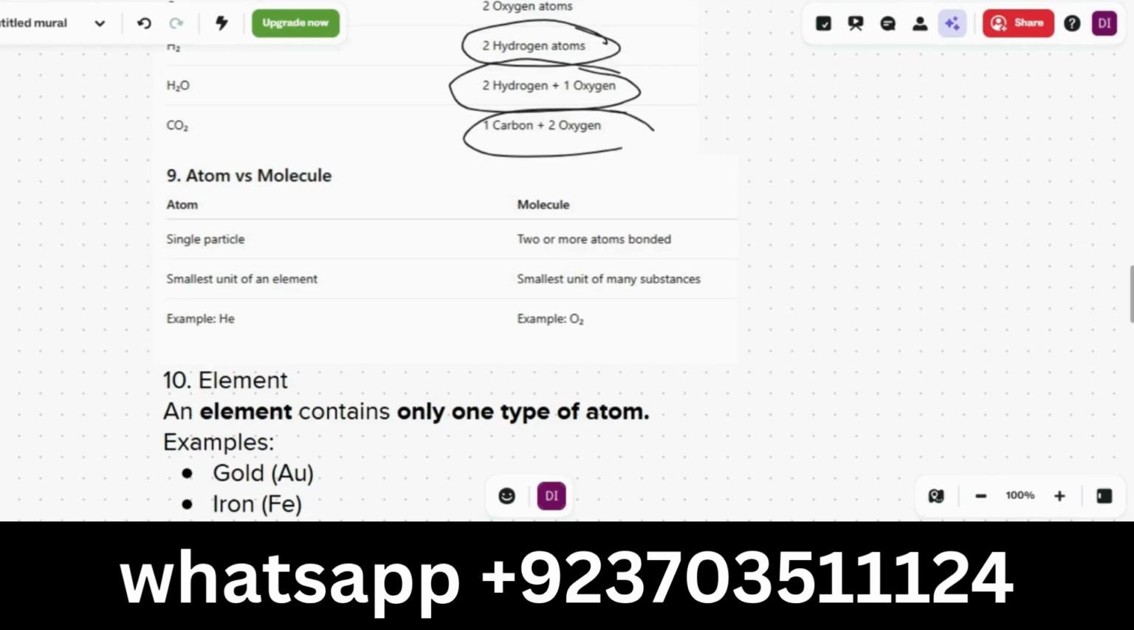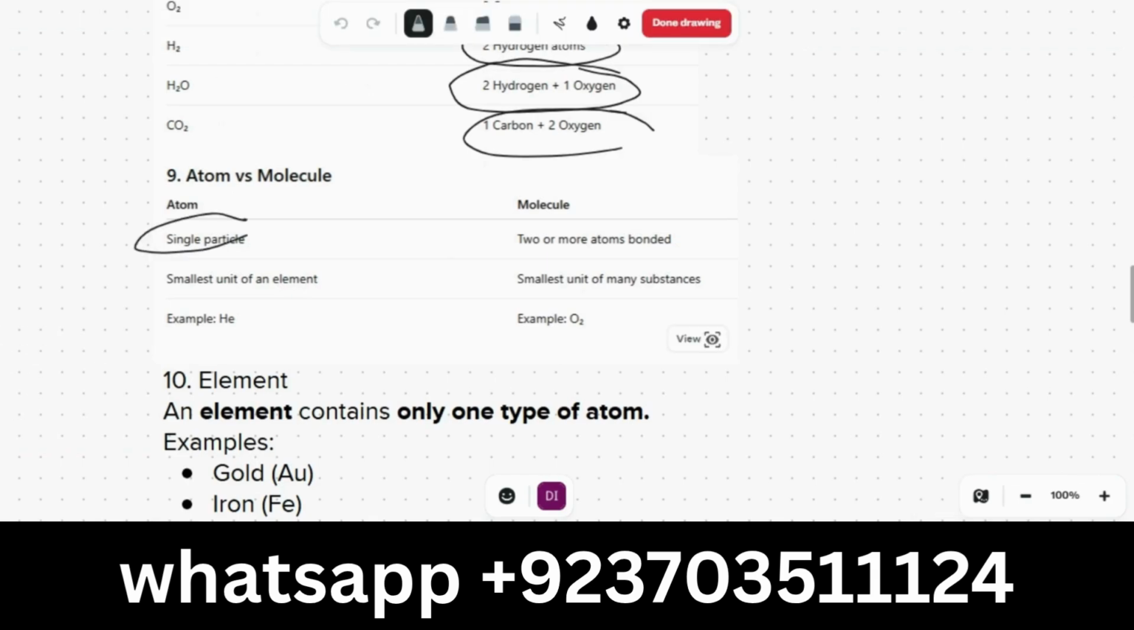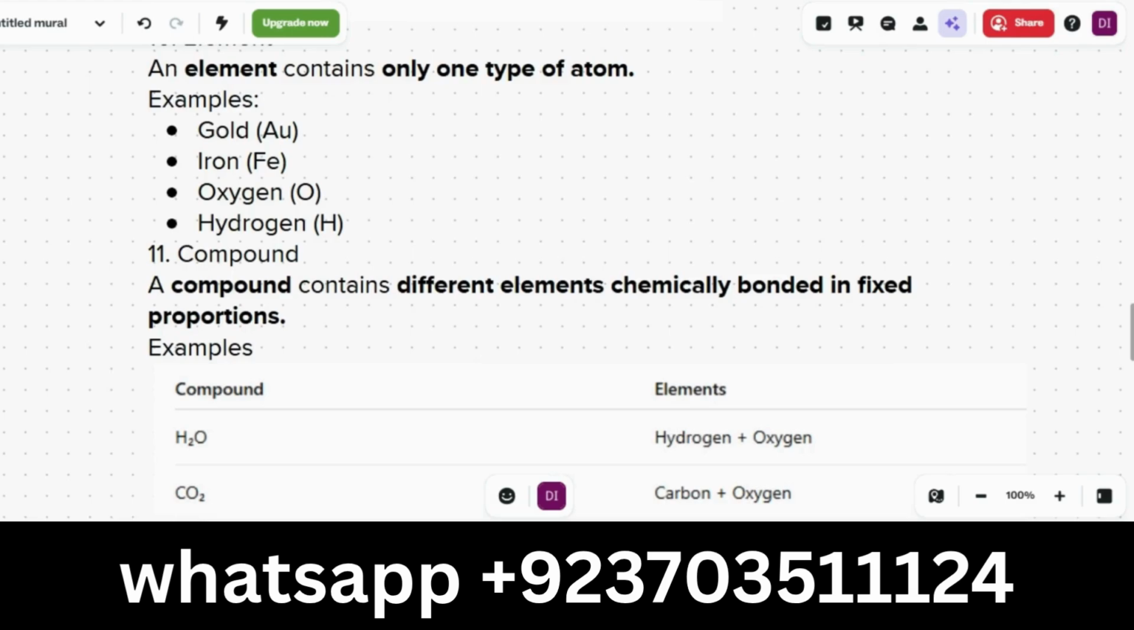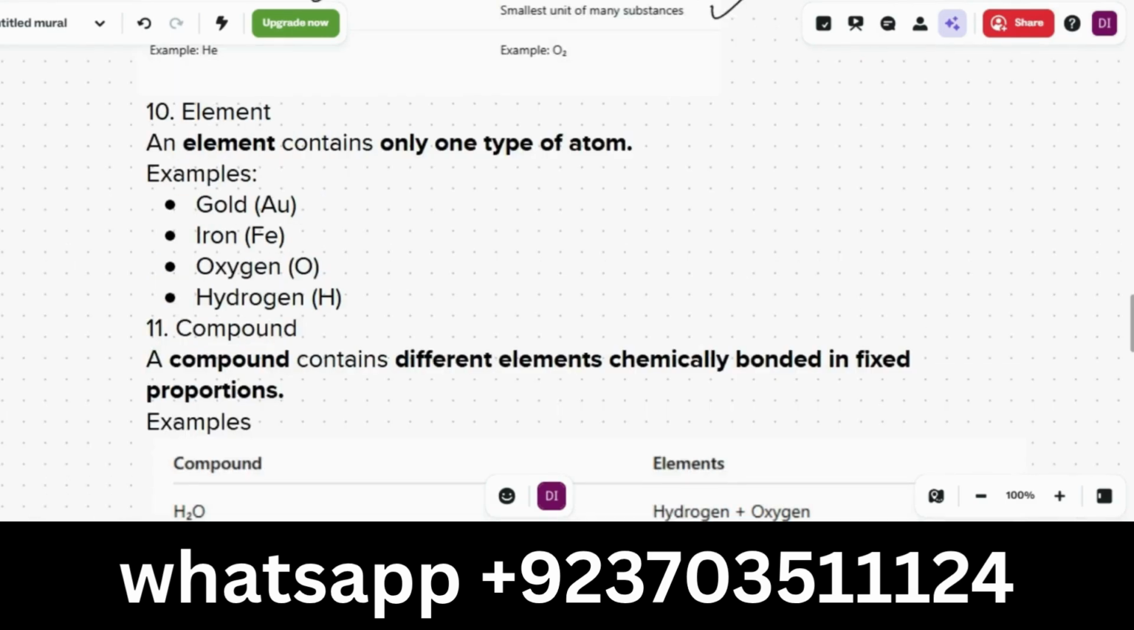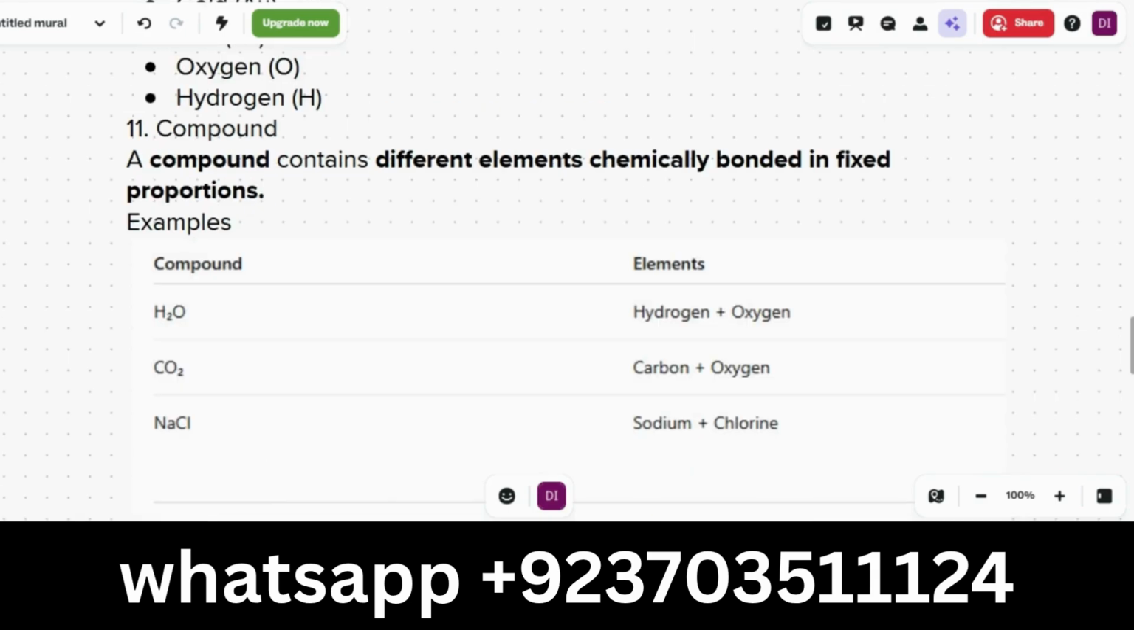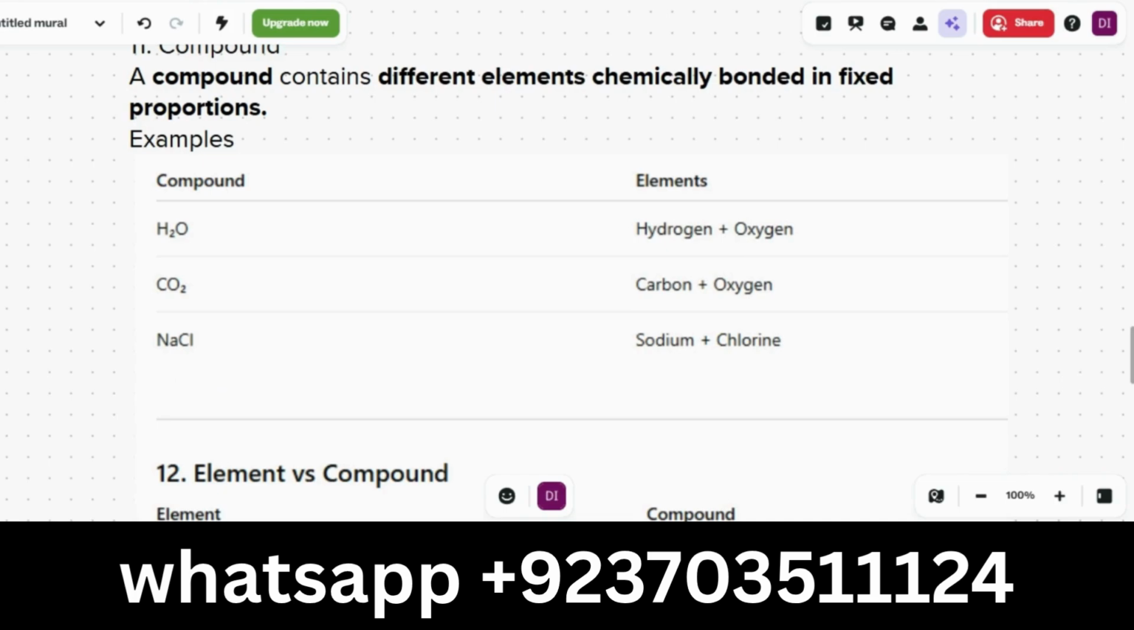Atom versus molecule. An atom is a single particle. Okay, we have seen that an atom is a single particle, the smallest unit of the element. Example helium. Whereas a molecule is two or more atoms bonded together, smaller units of many substances. For example, oxygen. Elements contain only one type of atom. For example, gold, iron, oxygen, hydrogen. Compounds contain different elements chemically bonded in fixed proportions. For example, water. Water has hydrogen and oxygen, which are different elements. For example, NaCl.